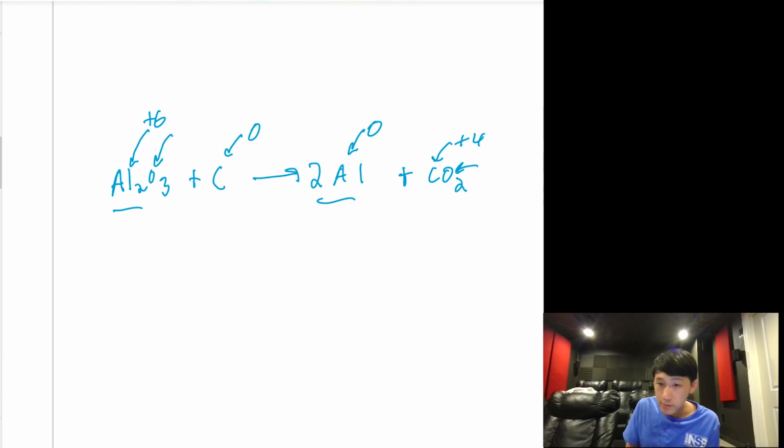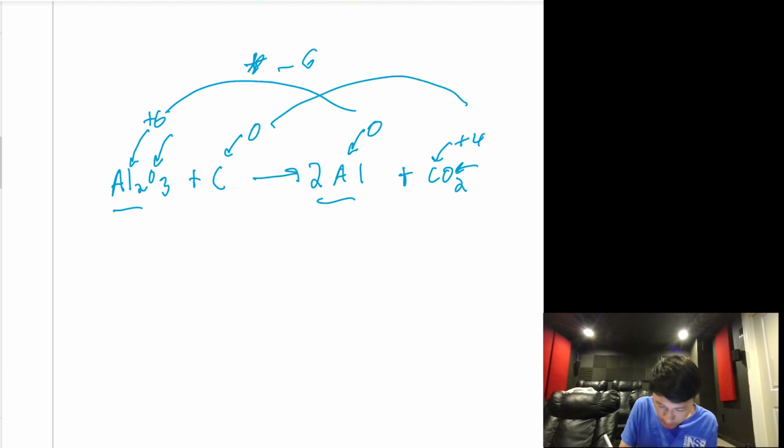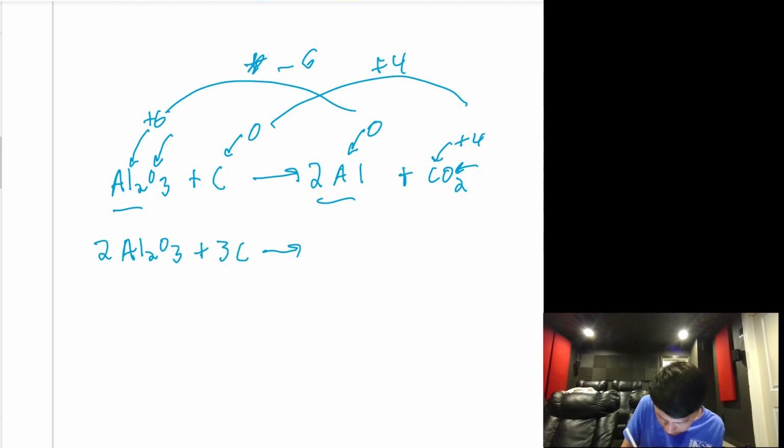Now we need to balance it. So we have here the change is -6, and here the change is +4. What's the least common denominator of 6 and 4? That's going to be 12. So that means we're going to need to multiply this by 2, Al2O3, and this by 3, so plus 3C goes to, now we multiply this by 2, 2 times 2 is 4, 4Al, plus 3CO2.